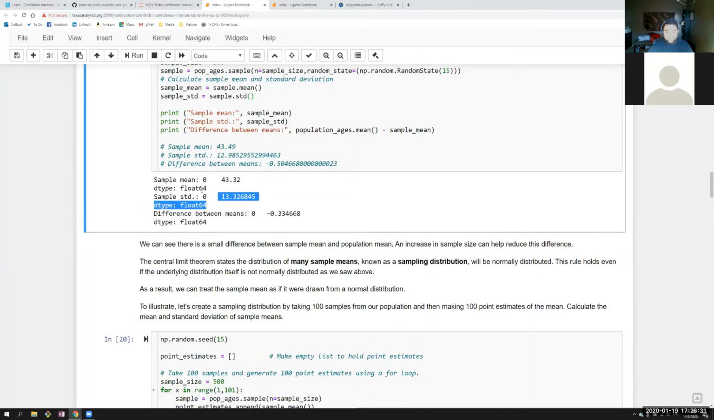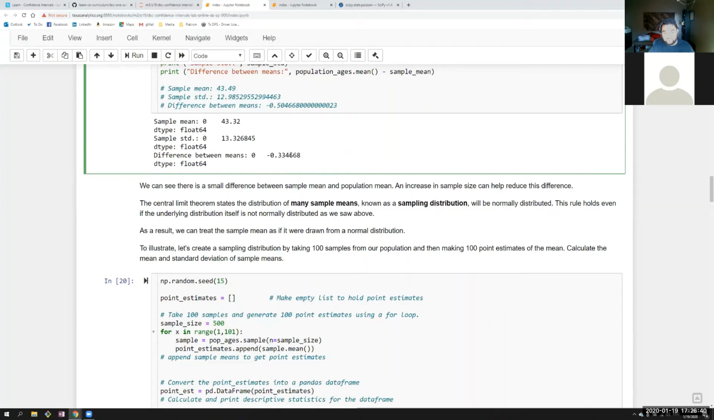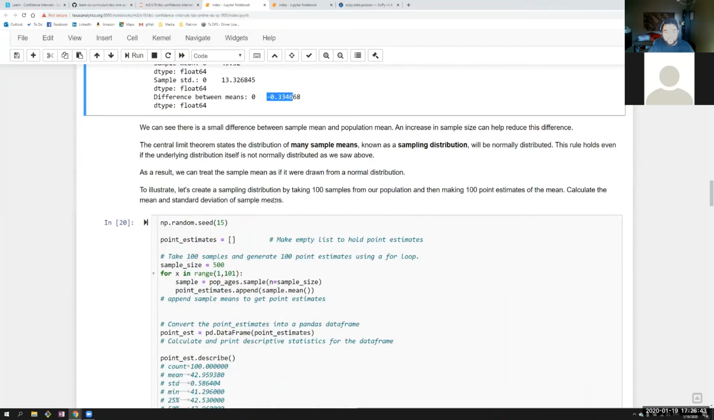And it also wants to find out the difference between the mean. So what is the difference between the average of our sample and the average of the population. And that difference is fairly small. It's minus 0.03. We can see that there's a small difference between the sample mean and the population mean. An increase in sample size can help reduce this difference, right? The bigger your sample, the more likely the mean of that sample will be closer to the population mean. And that makes sense because if you have a large population, let's say you randomly select elements that are way out there on the curve, but when you select more elements, you're more likely to select elements that balance each other out, and your mean will be closer to the population.